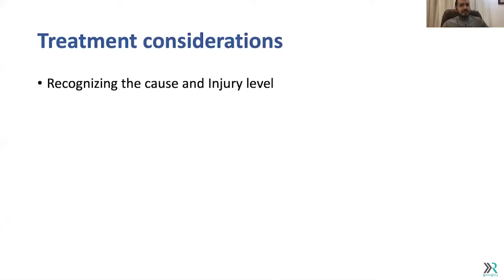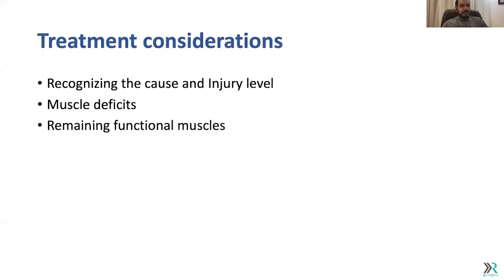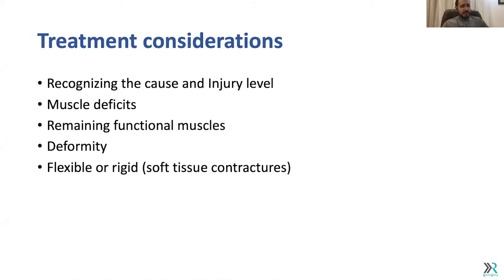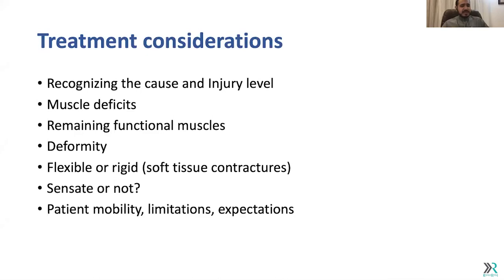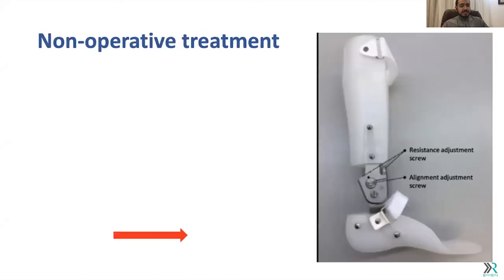What's the cause of this injury? What's the injury level? What are the muscle deficits? What is the remaining function? What other tendons do we have that are still intact? Is there a deformity, whether it's an equinus deformity or a varus or valgus deformity of the foot and ankle? If there is a deformity, is it flexible or is it rigid? Is the foot sensate or not? And what's the patient's mobility? What's his current limitation and what are the patient's expectations?